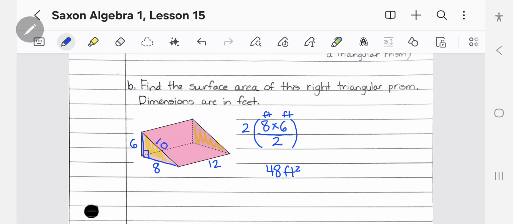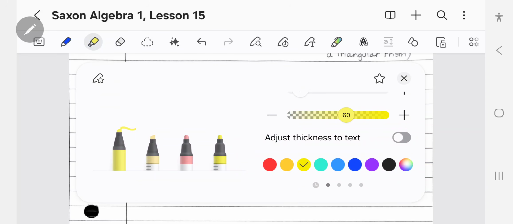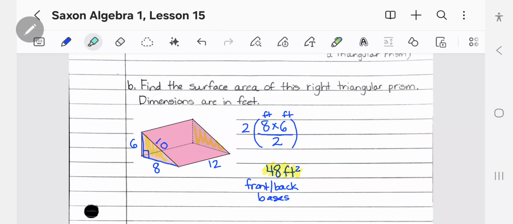So we've just found the front and the back. These are our bases. So I'm going to write under it front and back, and these are the bases. That just kind of helps me see. And let's even color code it so we can remember in just a minute what we were doing there. And we'll switch colors and we can go on to another side.